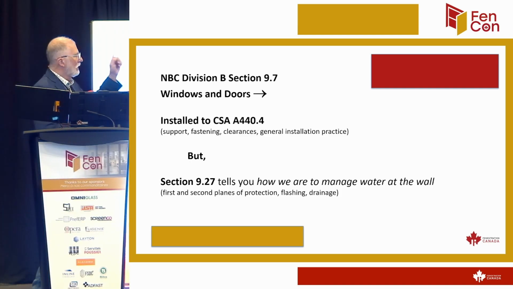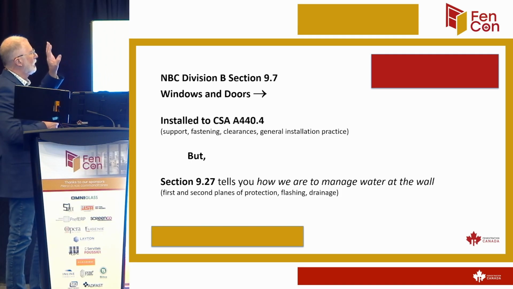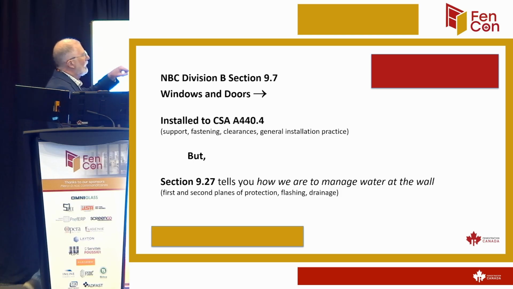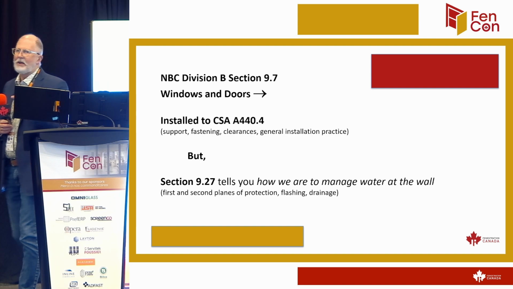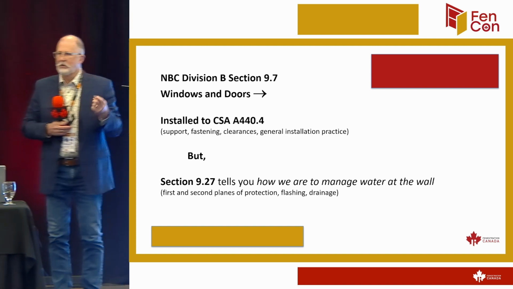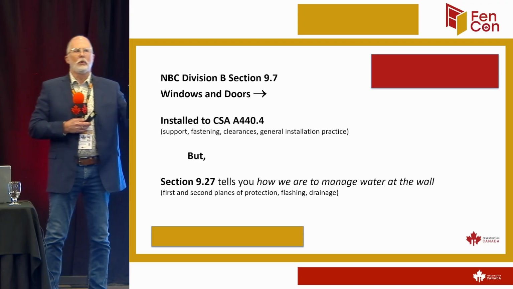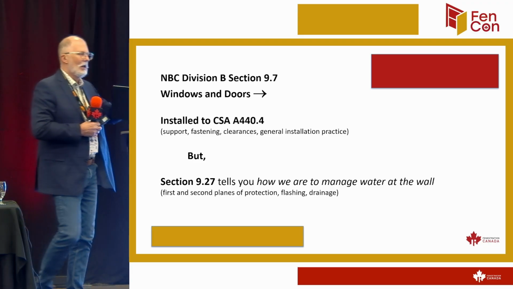So when you look at the CSA A440, it talks a lot to do with fastening and clearances and different things like that. But in 9.7 of the building code, it still says you have to look after moisture based on 9.27. And that's the moisture or the cladding section of the code. So it sends you back there, even though there's not a whole lot of information in 9.27 about windows.